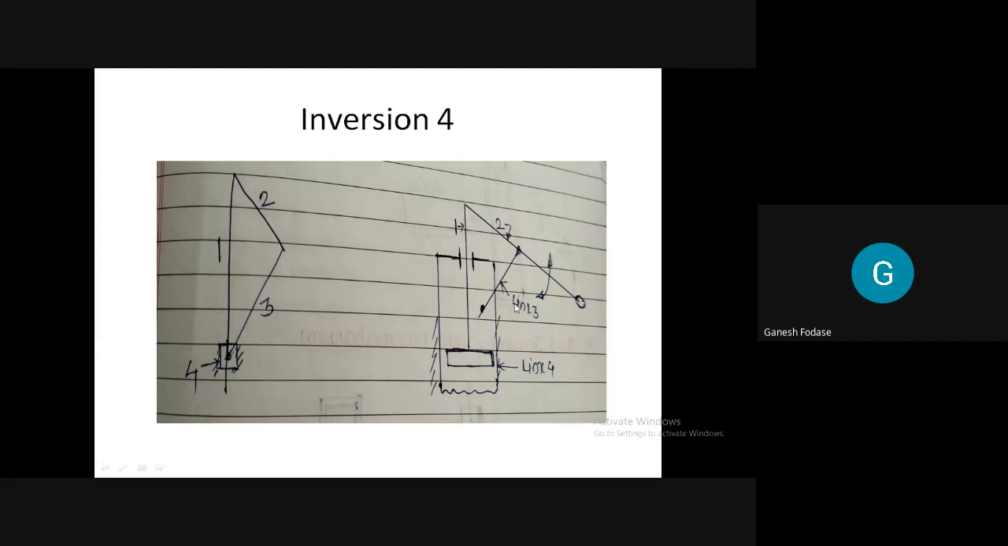This kind of inversion, this kind of application, you might see in a hand pump. Example of this one is the hand pump. Have you seen a hand pump anywhere? Yes, sir. In villages.